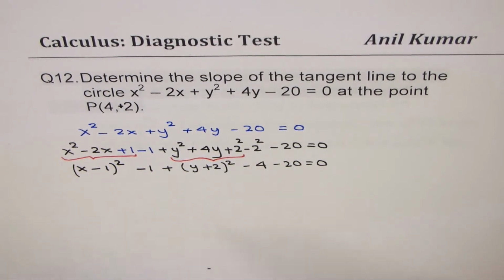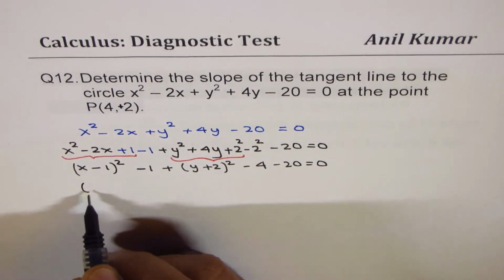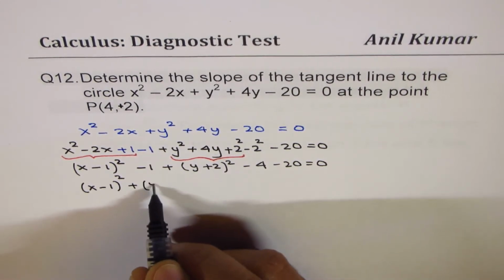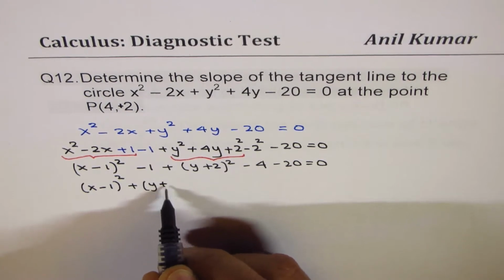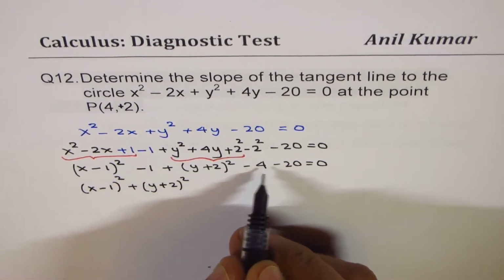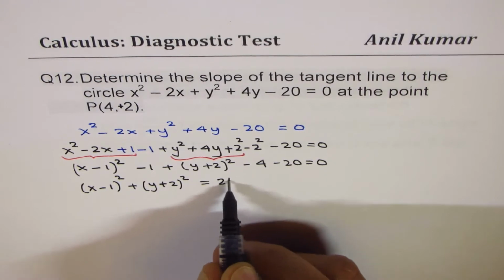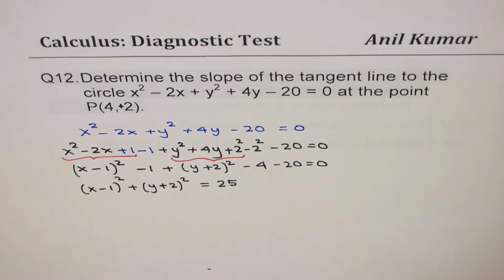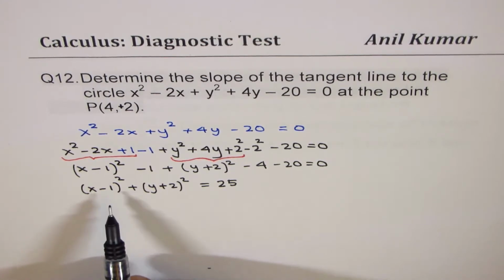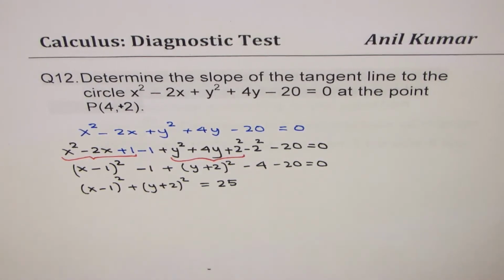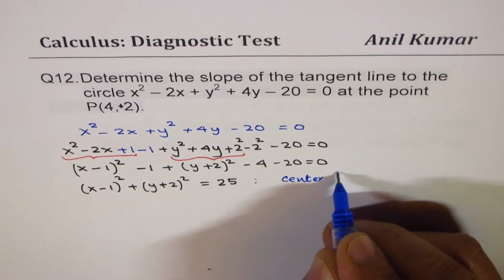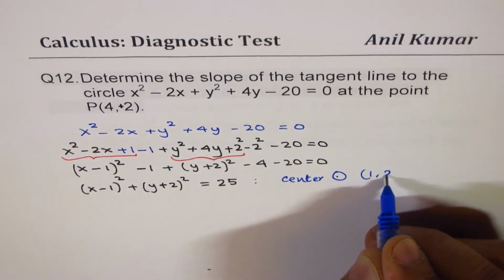You get an idea. So now we can write down clearly the equation of the circle, which is (x minus 1) whole square plus (y plus 2) whole square, and these terms taken to the right could be written as 25, which is 5 square. You get an idea. So the center of the circle is at (1, minus 2). So from here, now you know that the center of this circle is at (1, minus 2).